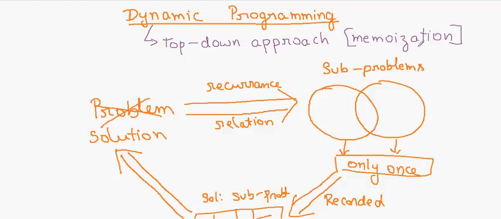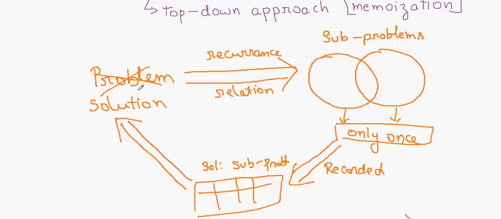In this video, I'll be explaining dynamic programming using the top-down approach, that is, with the help of memoization. In the previous video, I had explained dynamic programming using a bottom-up approach. To solve a problem using a dynamic programming approach is to create the sub-problems of a problem using a recurrence relation and then solve each sub-problem only once, record the results of the sub-problems into a table, and then using this table you get the solution to the entire problem.